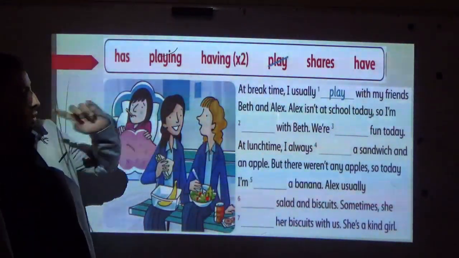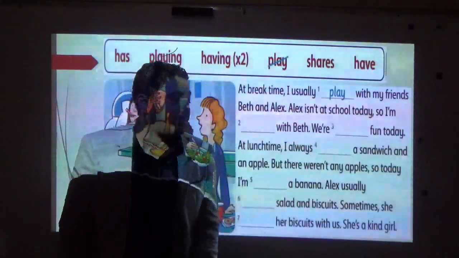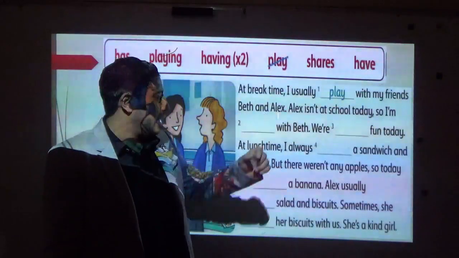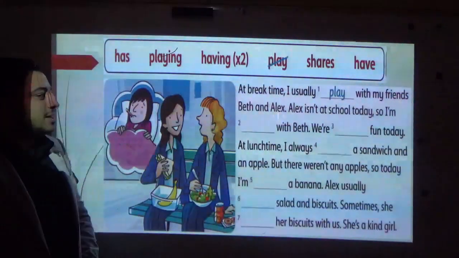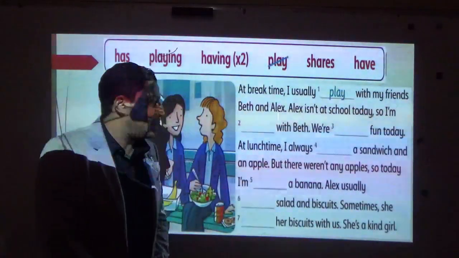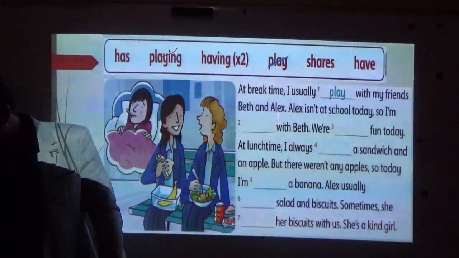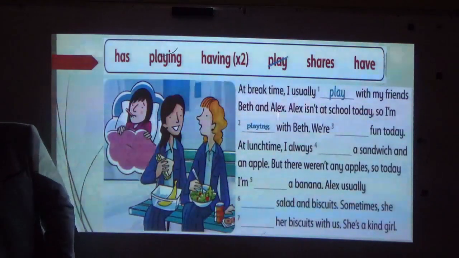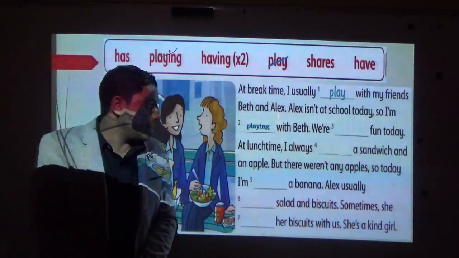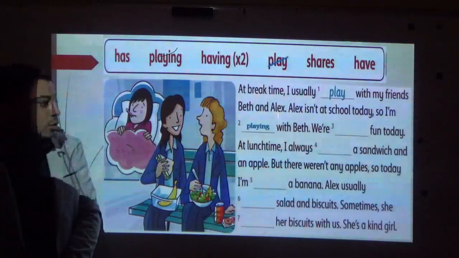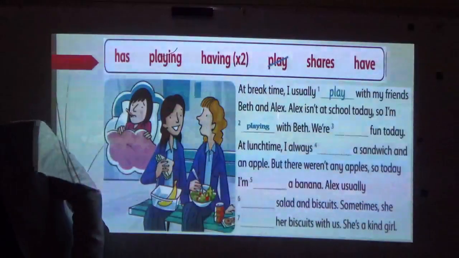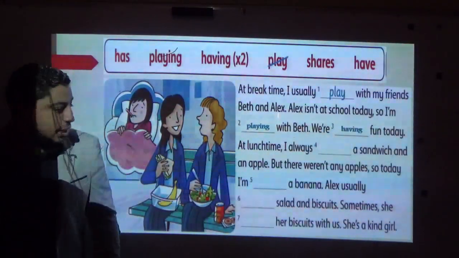At break time, I usually play with my friends. Yes, good. Number 2, with my friends, Beth and Alex. Alex isn't at school today, so I am playing with Beth. Yes, excellent. I am playing with Beth. We are having fun today. Excellent. Thank you. We are having fun today.